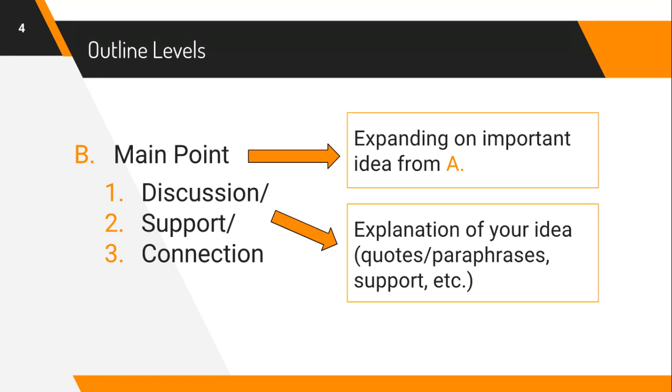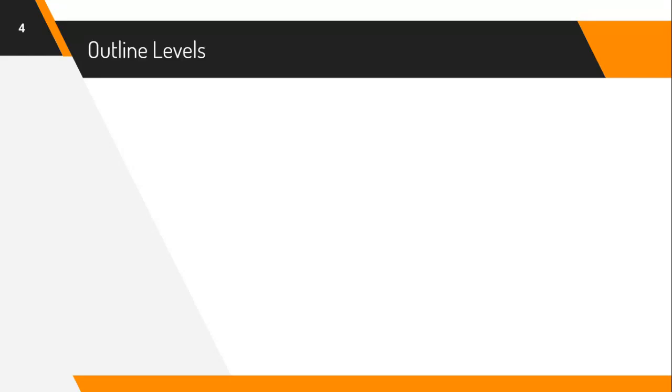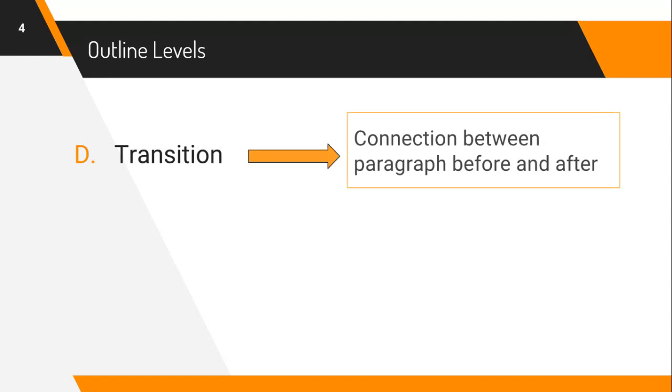And then once you get finished with discussing the main points in a paragraph, the last thing that you need to add is your transition. And your transition is a sentence or two that connects the paragraph that you have just finished writing with the paragraph that you're going to talk about next.